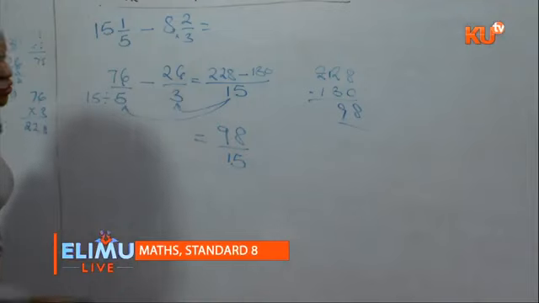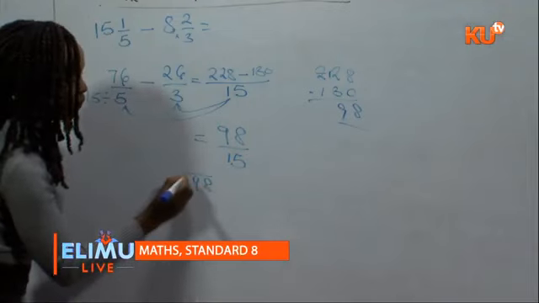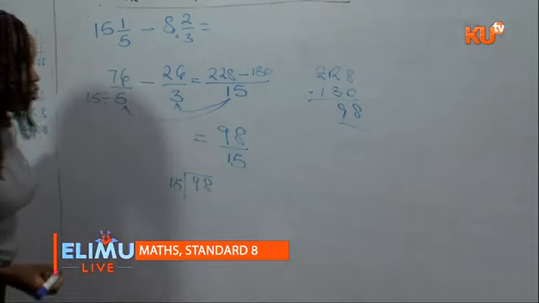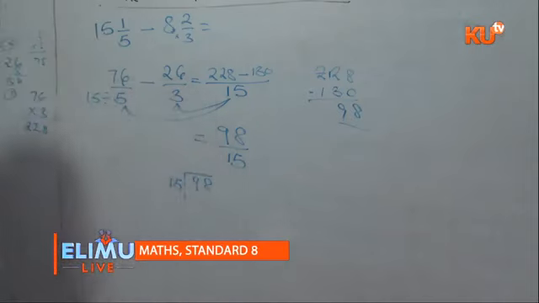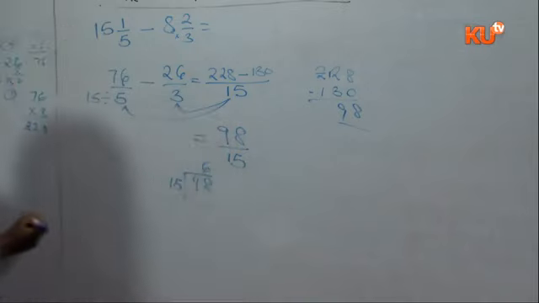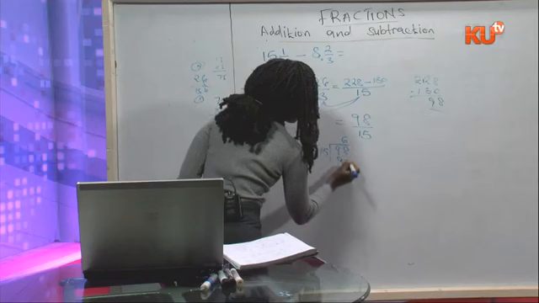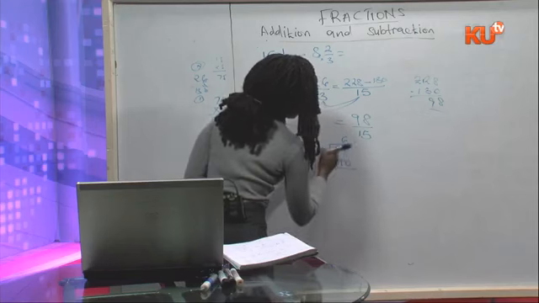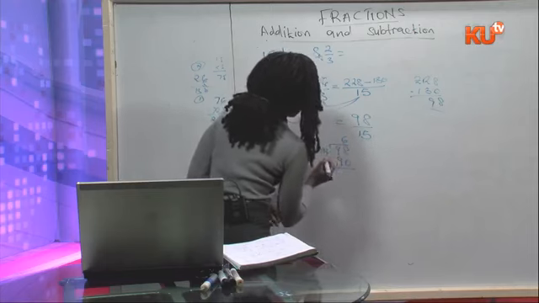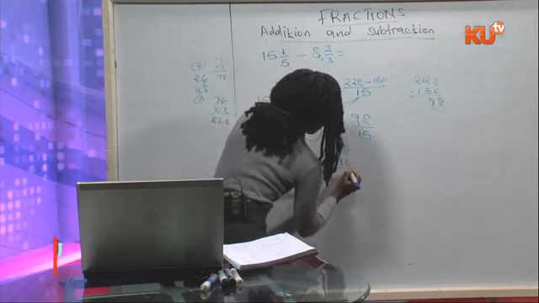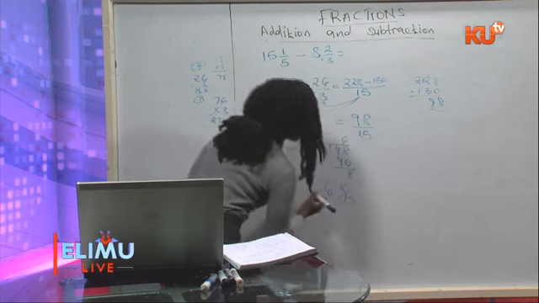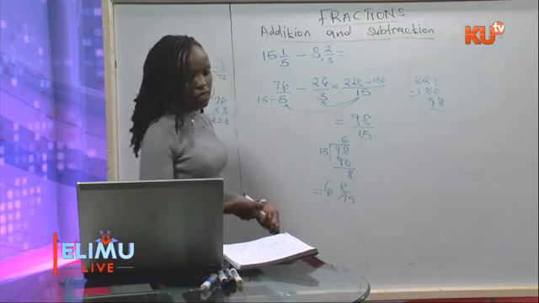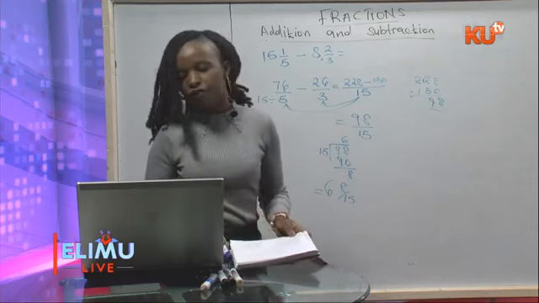Then we change to a mixed fraction. So how many times can 15 go into 98? 15 will go into 98 6 times because of 90. So this is 8. You get 8 over 15. 8 over 15 is our answer for that question.